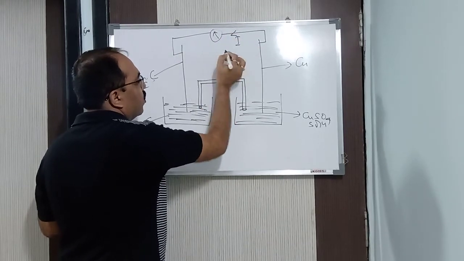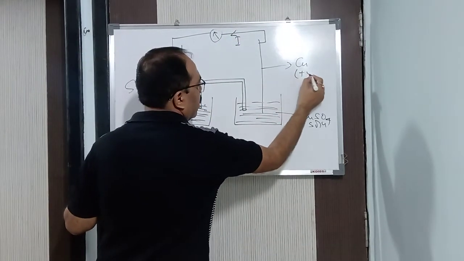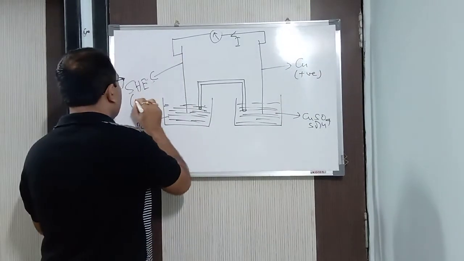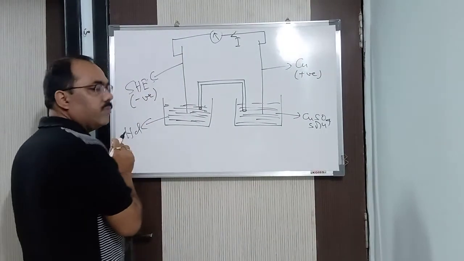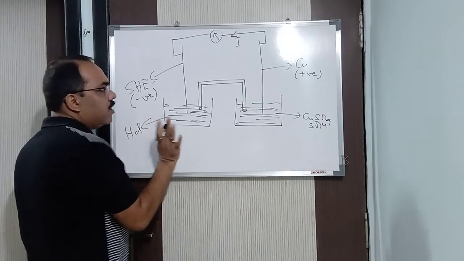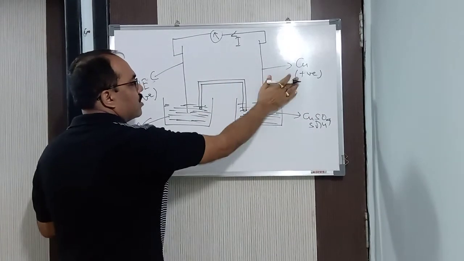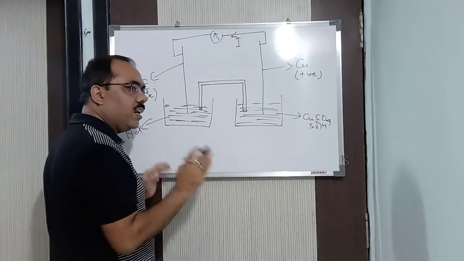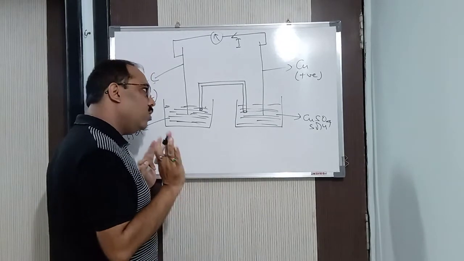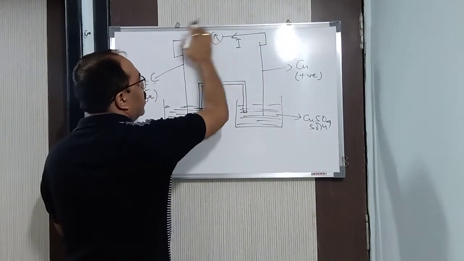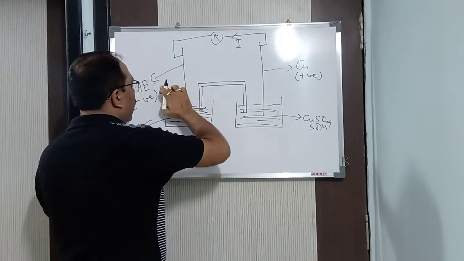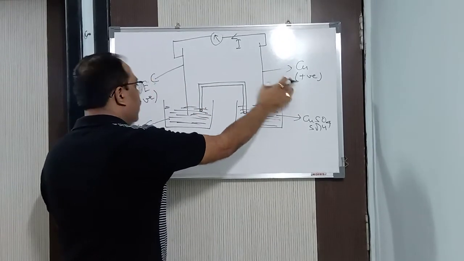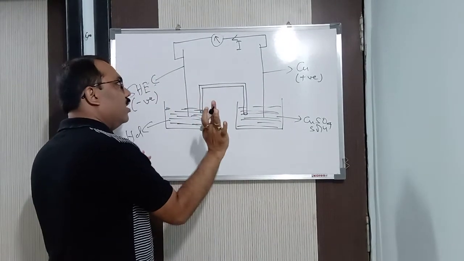If the current is flowing in this direction, that means copper is the cathode, that is positive, and SHE is the anode, that is negative. You know that current always flows from the positive electrode to the negative electrode. So if it is positive, it is the cathode, and if it is negative, it is the anode. You have studied all these things.